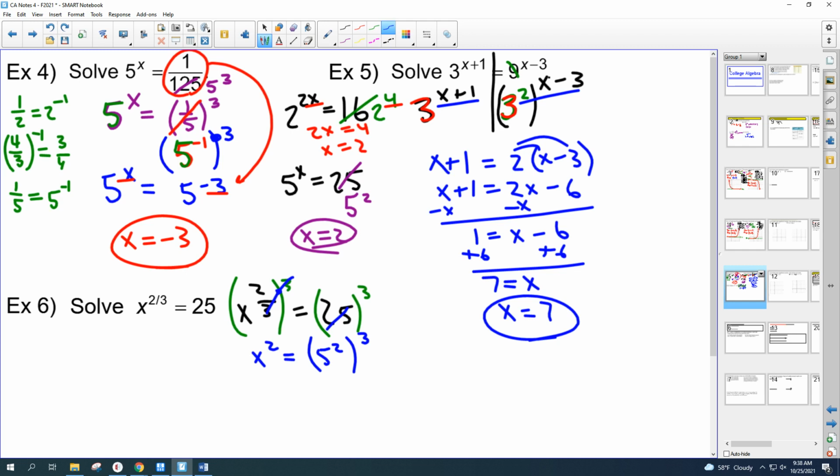So I've got 5 squared to the third power. Well, again, your properties of exponents would have you multiply those. x squared equals 5 to the sixth power.